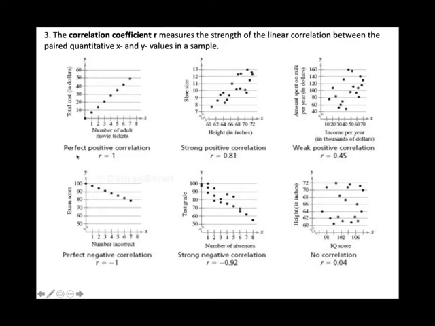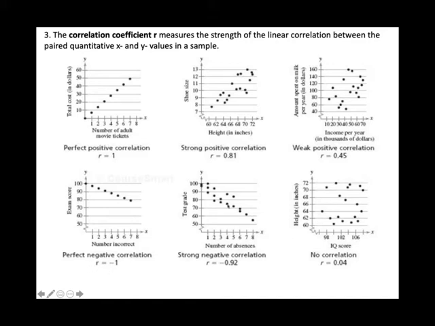Okay, this one. Again, we could draw the straight line on it. All the points are exactly on my straight line, and the direction is going to be decreasing. So this is called a perfect negative correlation, and R equals -1.